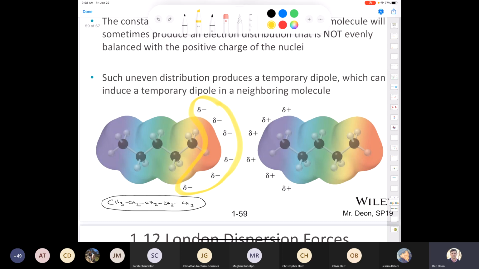Well, we know that opposites attract, don't we? And like charges repel each other. So the electrons on the neighboring molecule are going to be like, get me out of here. Look at all these electrons over here. They're going to move over to the far side of the molecule, and that's going to create a large delta plus over here. So then there's going to be an attraction.